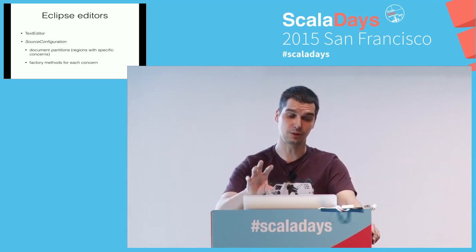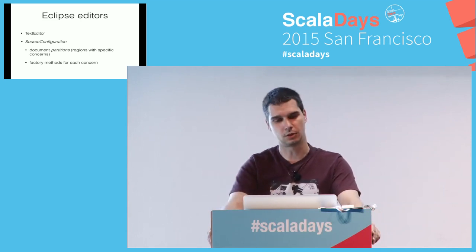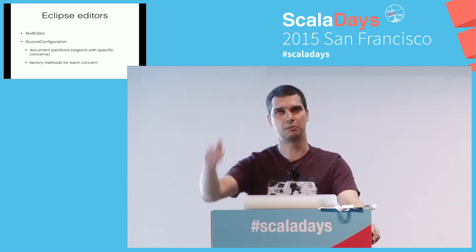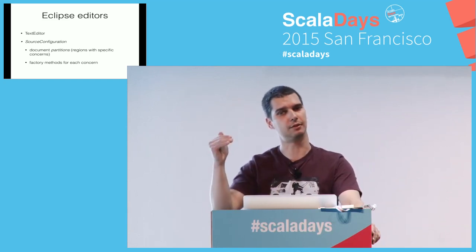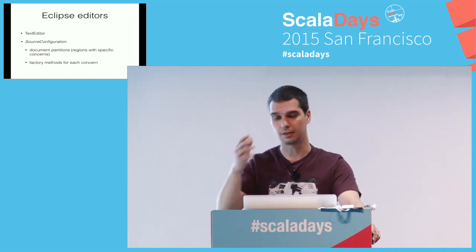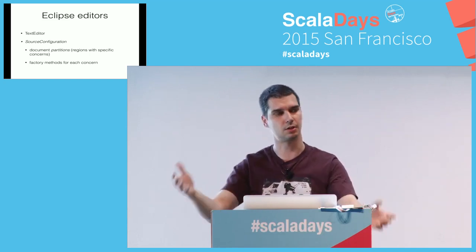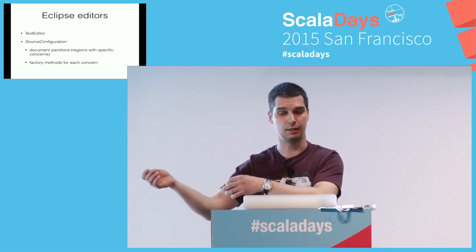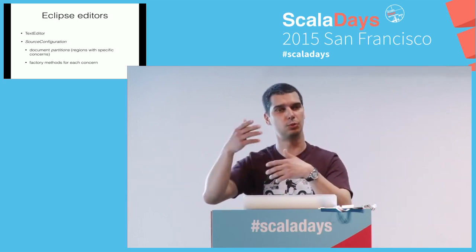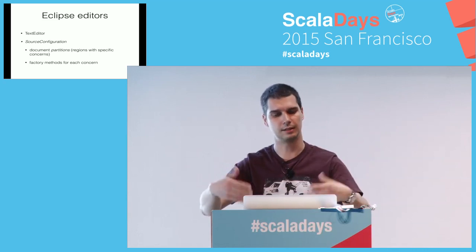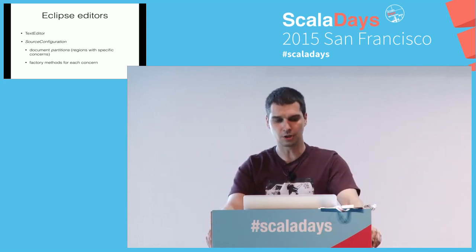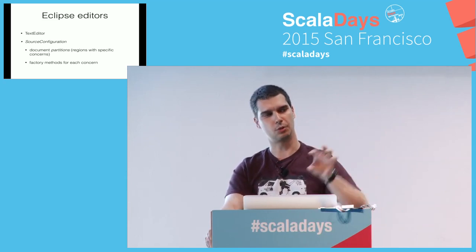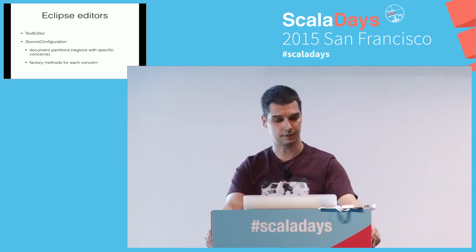But this is configured by something called source configuration, which is just a class having maybe 8 or 10 factory methods. And each factory method returns an instantiation of a given concern. So completion is one, hovers are another one, what you do when you want to show errors is a third one, and so on. So what we're going to do basically is implement this source configuration by giving components that handle Scala DSLs.